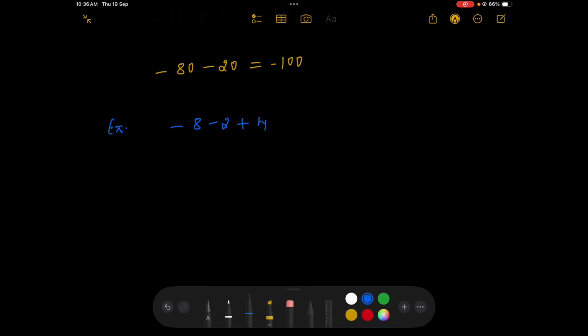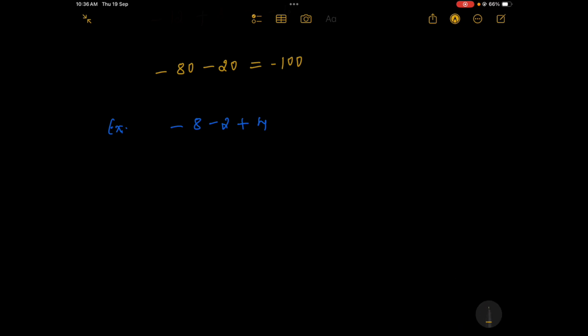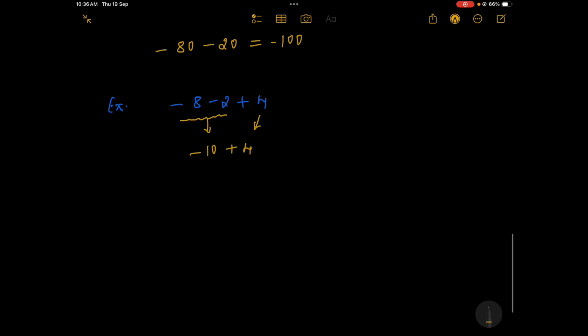So I will solve this problem in 3 ways. First I will take these two numbers. What is minus 8 minus 2? Both the numbers are negative. We have to add and retain the minus sign. Minus 8 minus 2 is minus 10, and I will retain this 4 as it is.